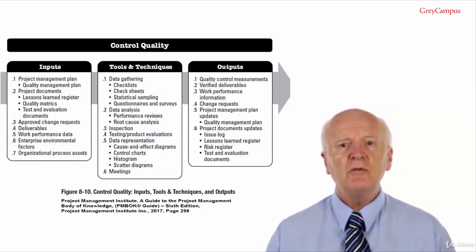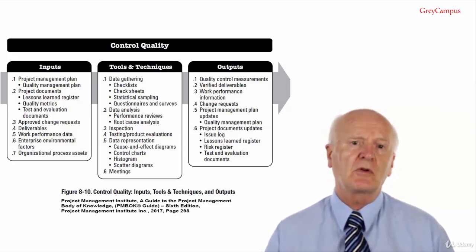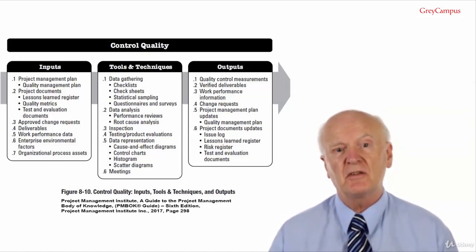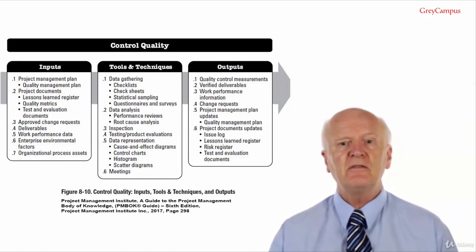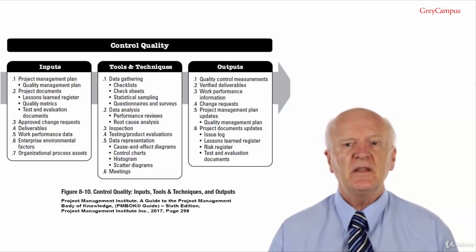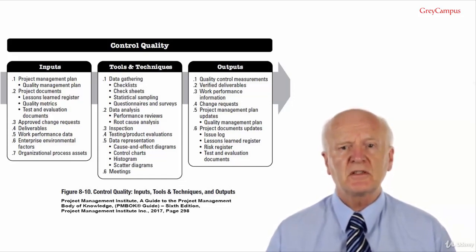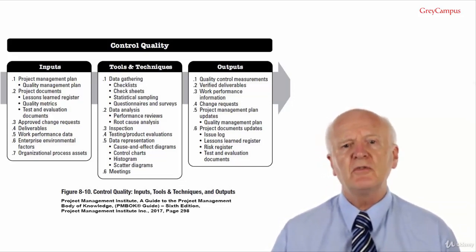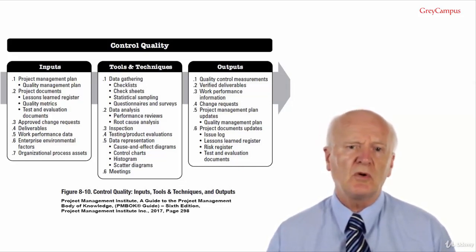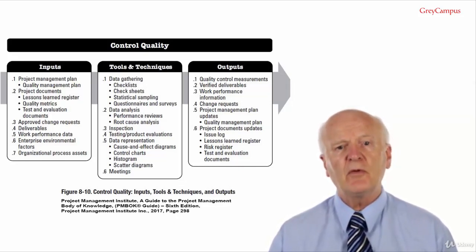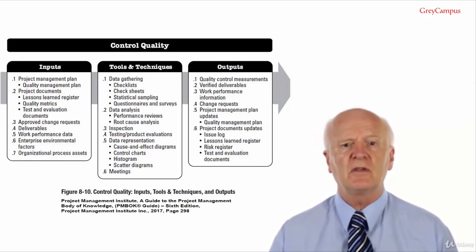Risk register. New risks identified during the process are recorded in the risk register and managed during the risk management process. Test and evaluation documents. These may be modified as a result of this process in order to make future tests more effective. The modifications could also be recorded in lessons learned with a follow-up comment on how effective they were.